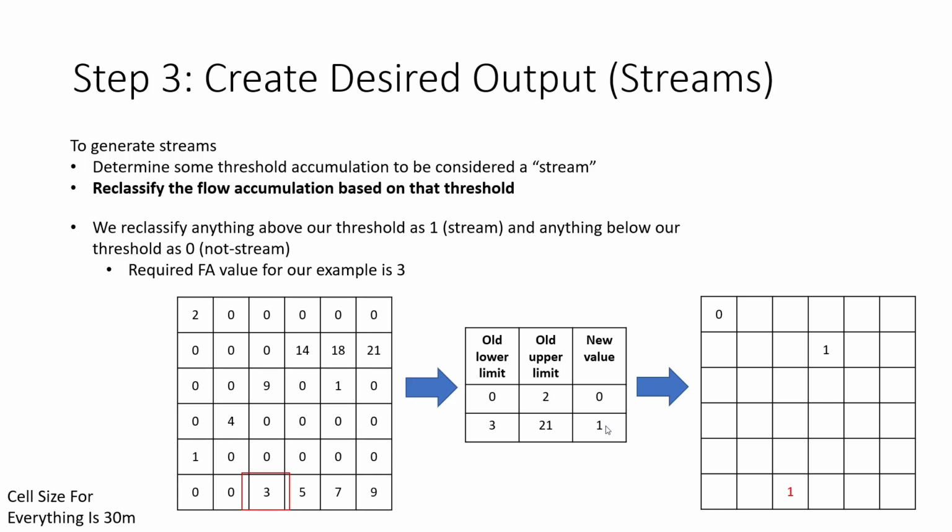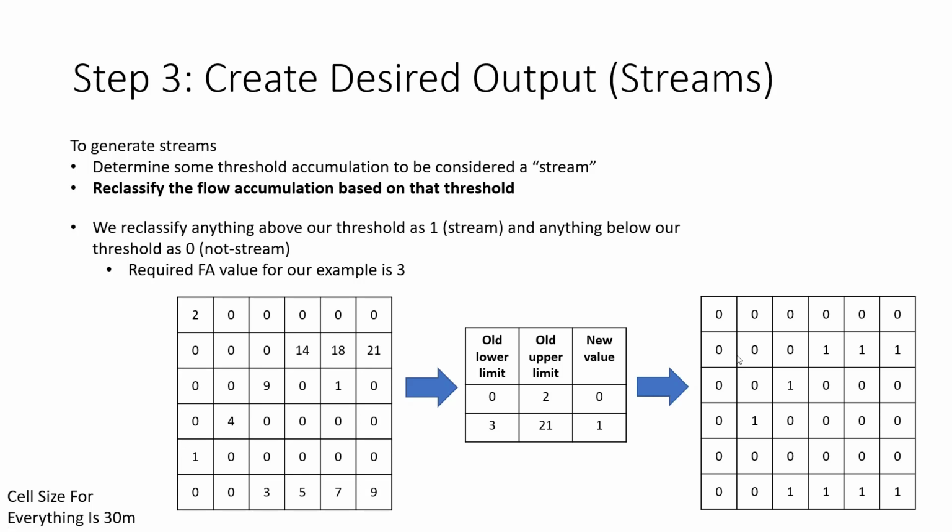And so we can apply that reclassification to all of the pixels. I encourage you to pause the video and confirm for yourself that you agree with what we got. But you're going to get something that looks like this, where you have a couple of ones going like this, and you have a couple of ones going like this. But by and large, most of the data did not have a sufficient flow accumulation to be considered a stream. A lot of them had 0 flow accumulation, and there were a couple that had 1 or 2 that just weren't high enough to be considered a stream.